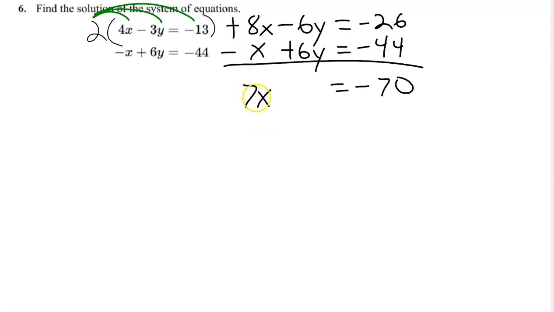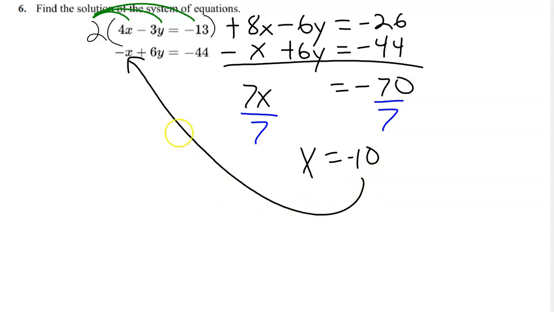Now I'm going to add vertically, like so. Different signs, find the difference. 8 minus 1 is 7x. And same sign, find the sum. 26 plus 44 is 70. Now I'm going to divide by x to get the x by itself here. Or sorry, divide by 7 to get the x by itself. Negative divided by a positive is a negative. And 70 divided by 7 is 10.